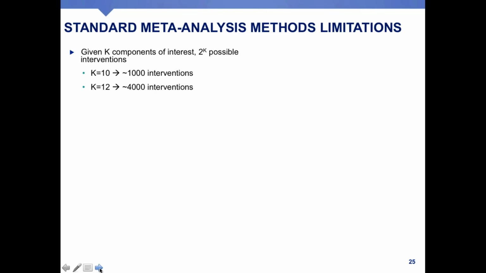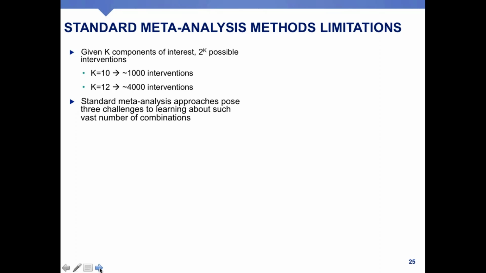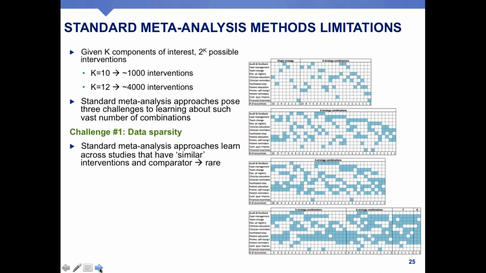If you have 10, about 1,000. And if we had something as great as the behavior change taxonomy, which has 93 components, it's many, many, many more. So it starts to get quite challenging if we're trying to look at information on all those different combinations using standard meta-analysis approaches. And so the first challenge is data sparsity.